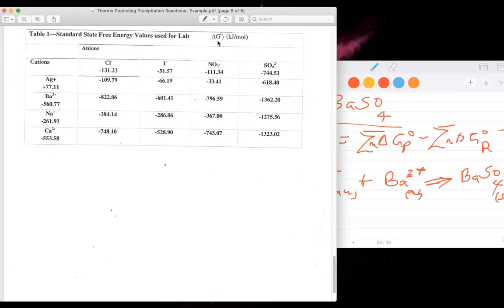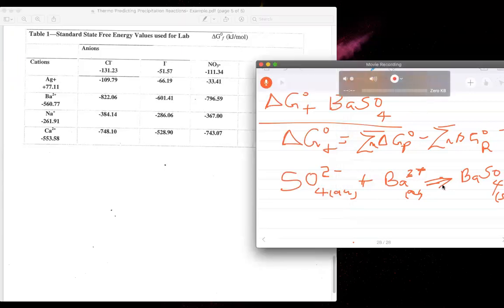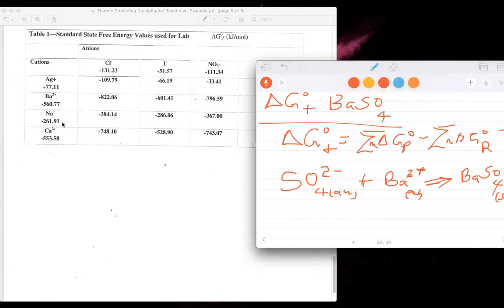This one, you look, this is the product right here. This is our product. This is our reagents. If I plug in this equation, I will look at the intersection between barium.